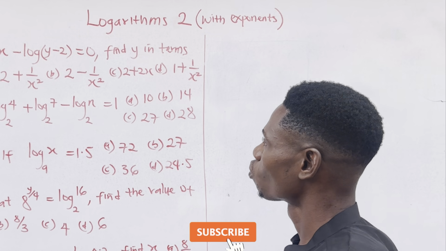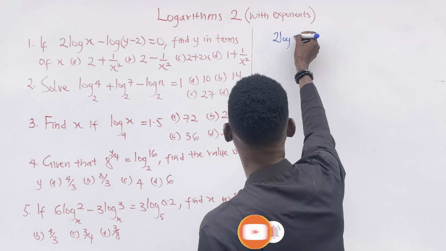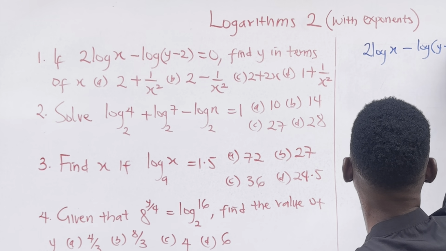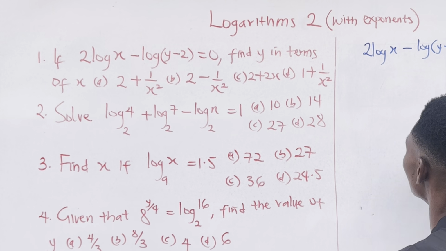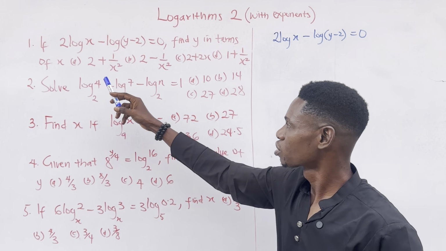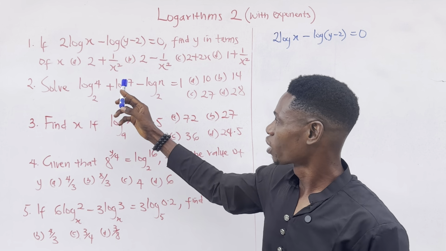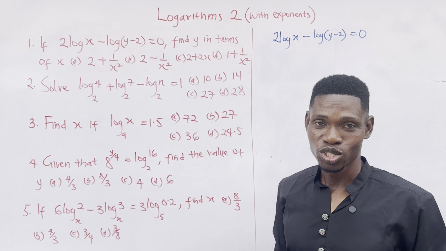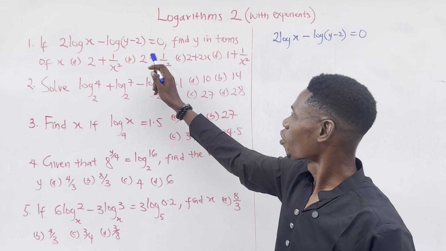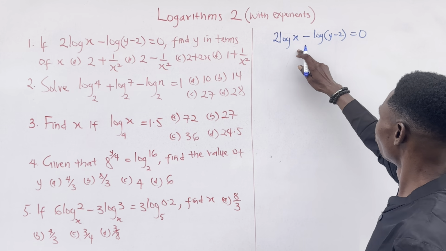Okay, so for number 1, the question says if 2 log x minus log y minus 2 equal to 0, find y in terms of x. If you look at the options, we don't have anything like logarithms there. So we have to take the logarithms away. So let's convert to index and then we manipulate to find our y. In this case, we can combine the logarithms.